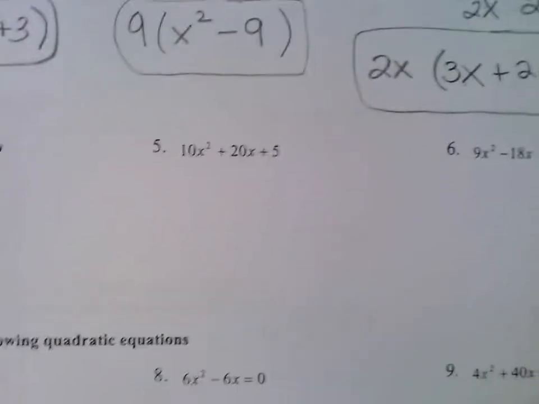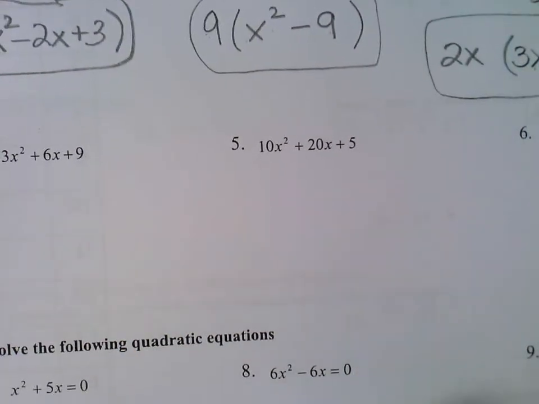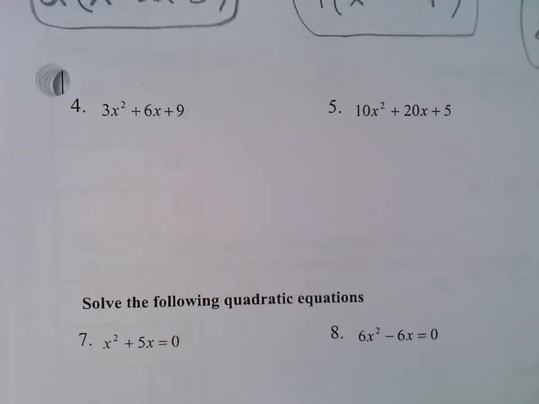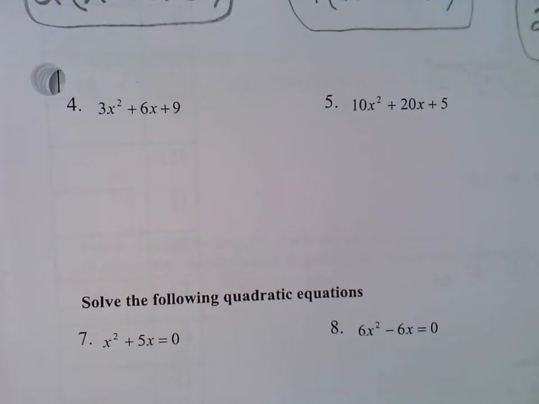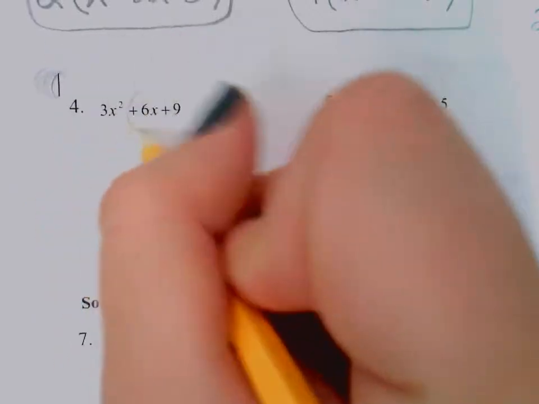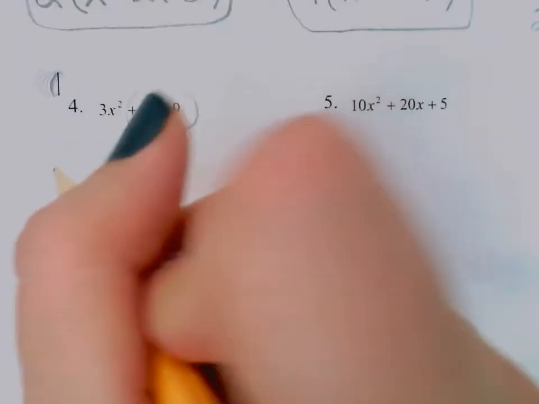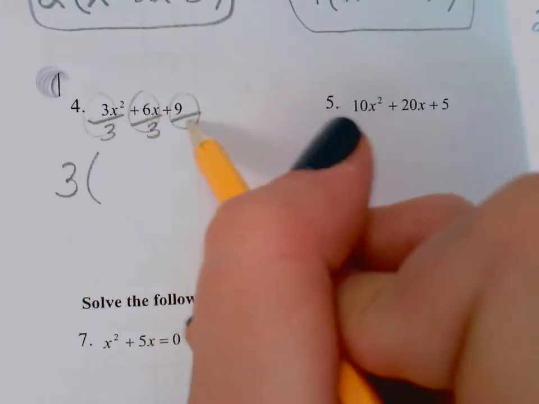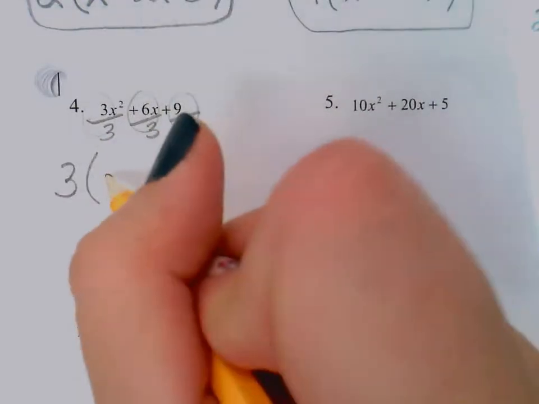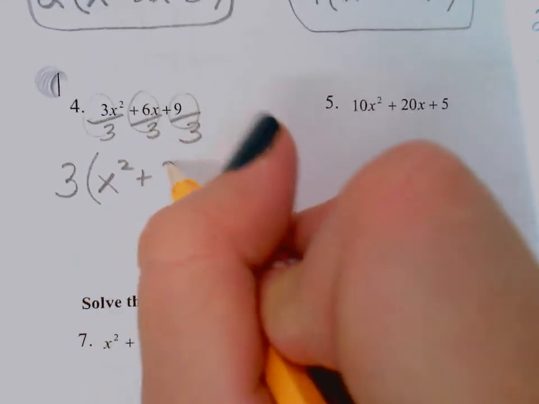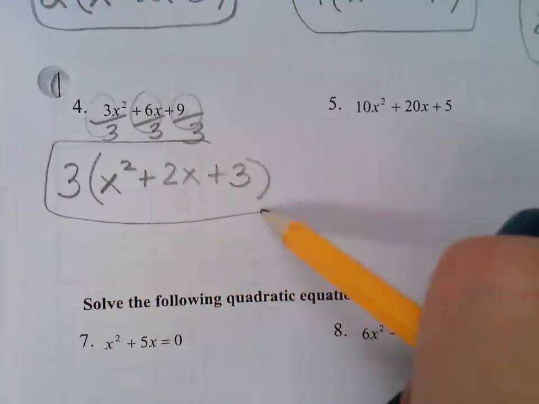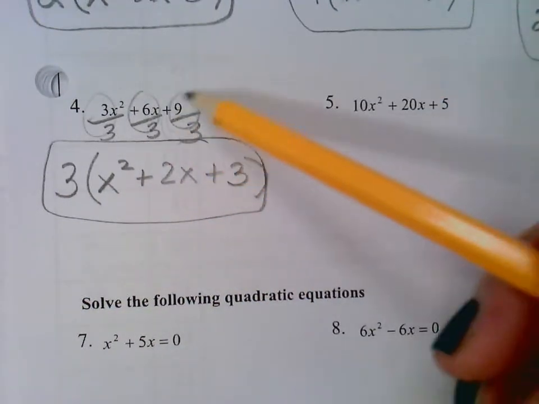So you might want to take a minute and pause and try 4, 5, and 6 if you're starting to understand the greatest common factor, or you can do it along with me if you don't want to pause. I can take out a 3, divide out a 3 from each term. When I divide by 3, what will I have left? I'll have x squared plus 2x plus 3 left. Notice I couldn't take an x out that time because I didn't have an x as part of this term.